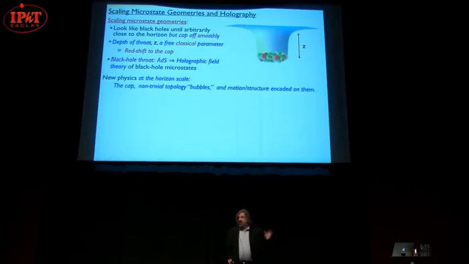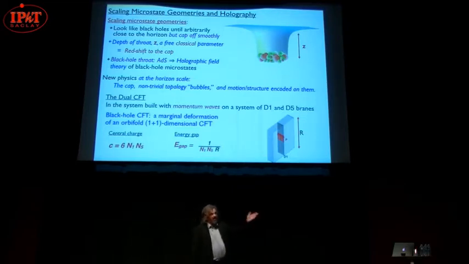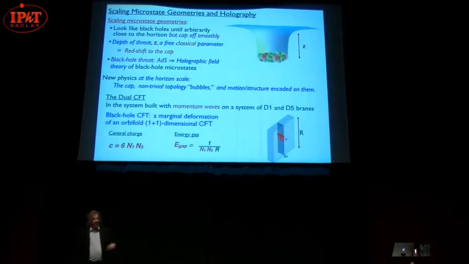The new physics in this story is really all about the topology and the cap and whatever's going on down there. Now, in the dual CFT system, I've alluded to it before, basically you're looking at momentum waves, in fact, in a 1+1 dimensional conformal field theory. It has a central charge of roughly n1, n5, the number of D1 and D5 branes, and the energy gap is highly orbifolded, and so the energy gap is tiny but not zero.